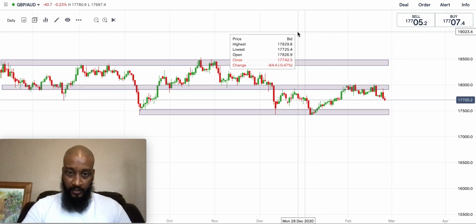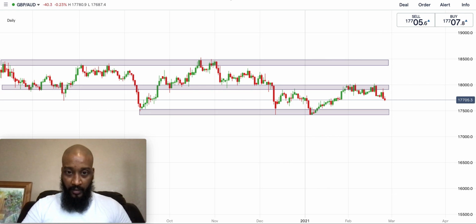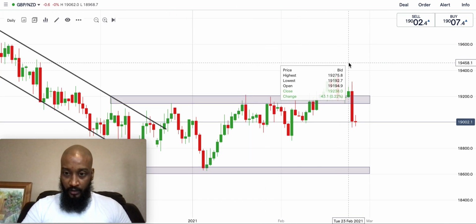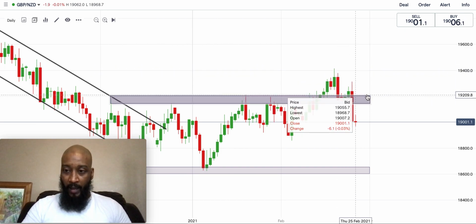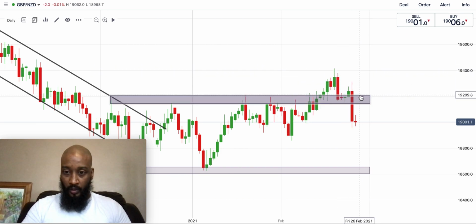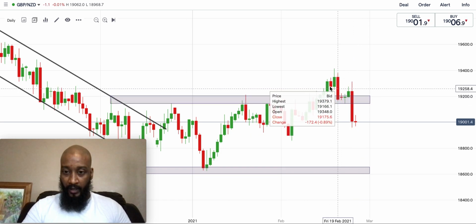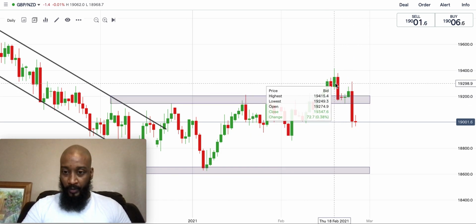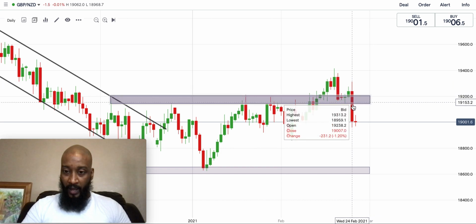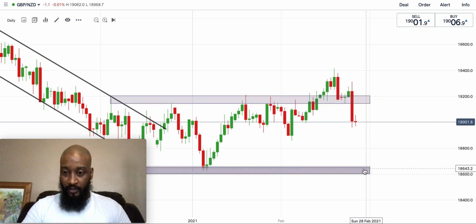And then finally, let's have a look at the New Zealand dollar. Similar to Aussie dollar, strong rejection yesterday, broken back below the 192 resistance area. We did pop our heads above it for a little bit, and now we're back below, possibly heading back down to the bottom of this range around 186.